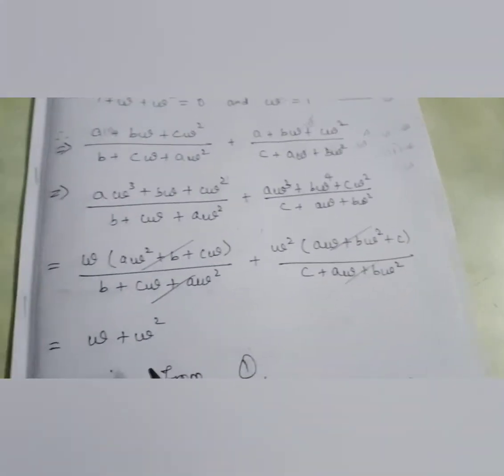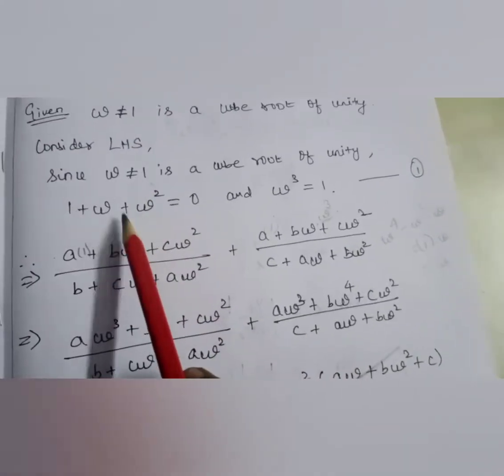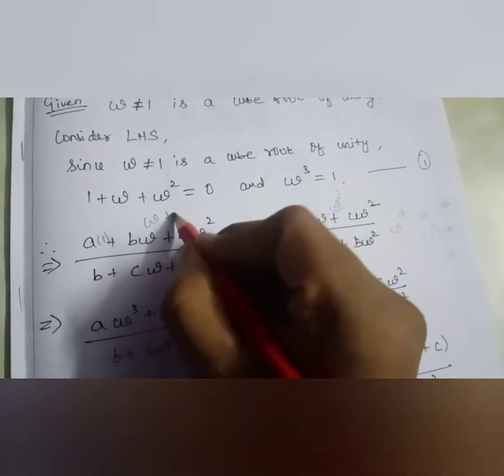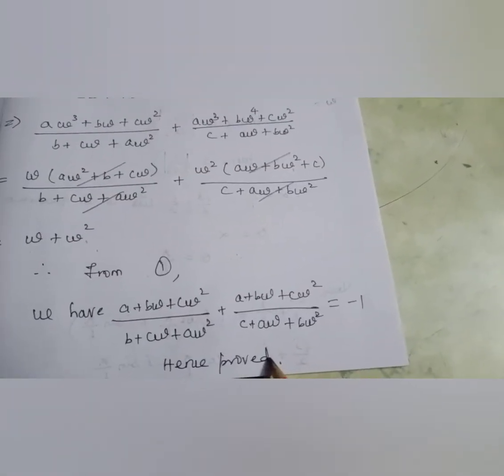This and this will get cancelled. So finally it is omega plus omega square. And listen, see this children, 1 plus omega square is equal to 0. Means omega plus omega square can be written as minus 1. So this omega plus omega square becomes minus 1. So it is hence proved. That is what we are asked to prove, right?